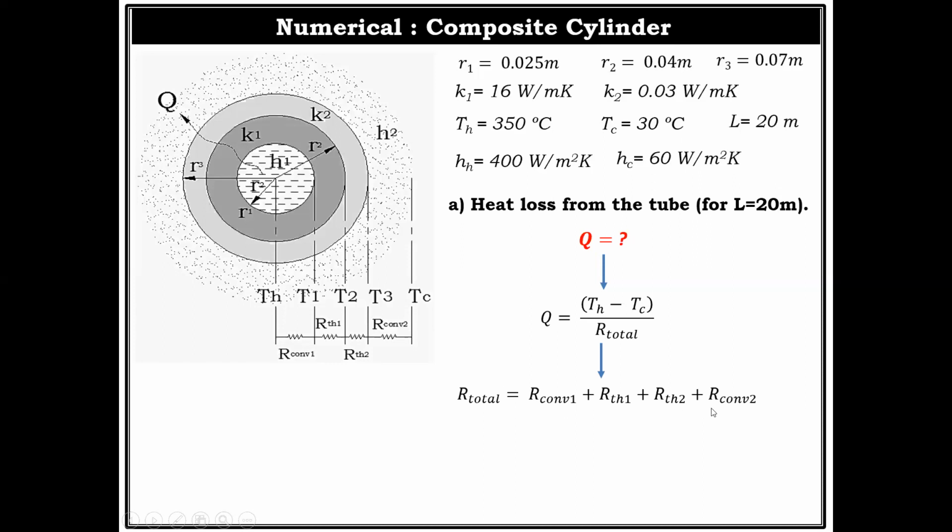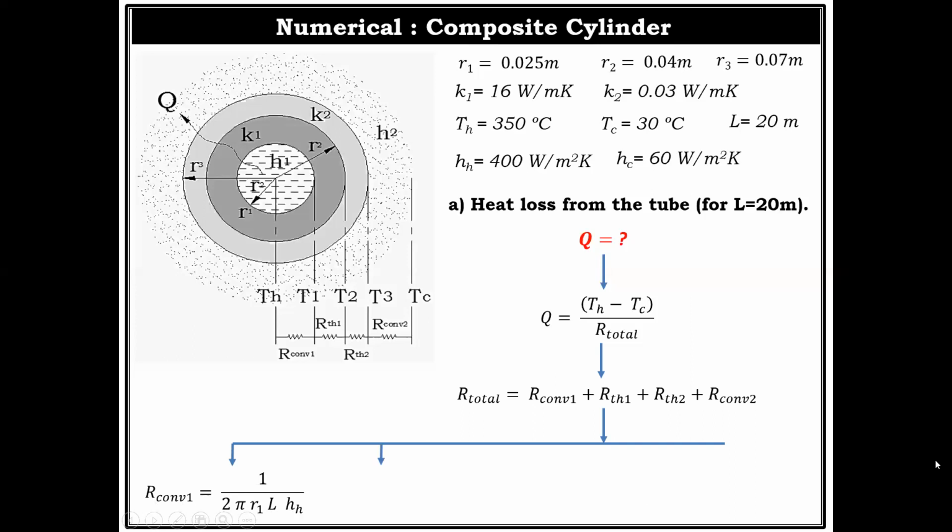So R total will be the addition of all these resistances. To find out R total, we must know all the resistance values. So what are the resistance values? First, R convection 1. We know the formula: 1 upon 2 pi R1 L h_H. All these values are known, so R convection 1 can be easily found.